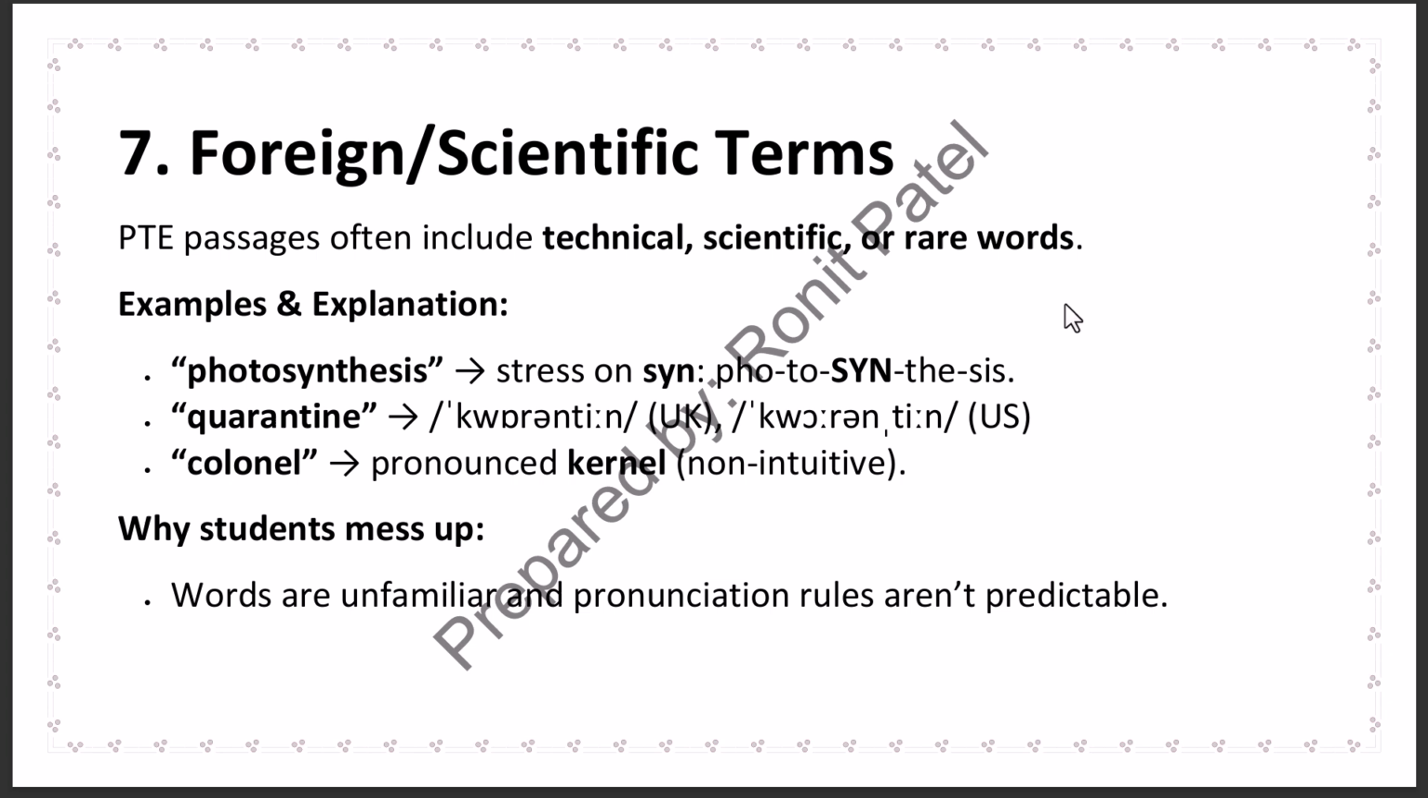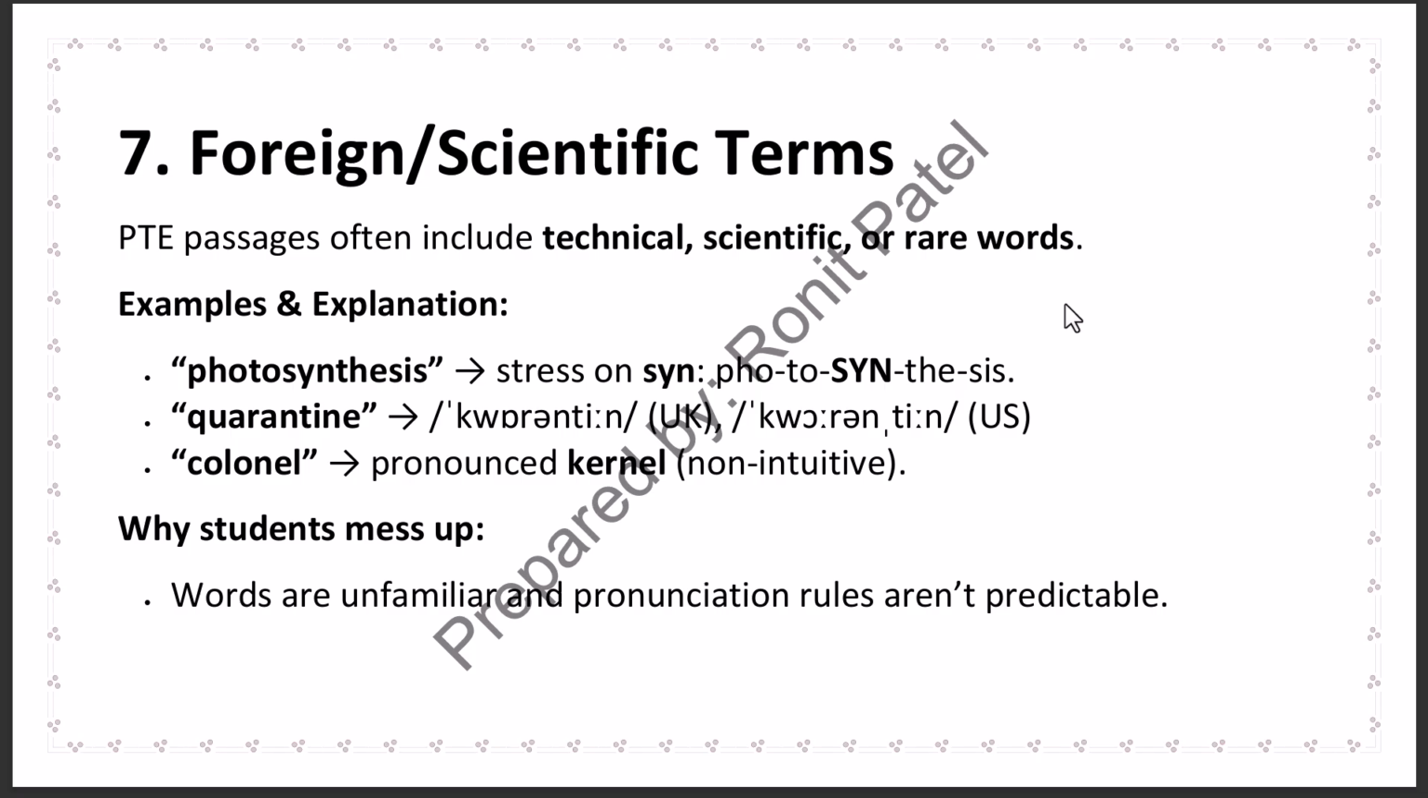Now let's talk about something that creates instant fear in many students. Long scientific or unfamiliar words. You see words like photosynthesis, quarantine, kernel, and suddenly your brain says, oh no, what if I pronounce this wrong? And that single moment of fear creates the biggest real problem, hesitation. And in Read Aloud, you already know hesitation is more dangerous than a small pronunciation error because hesitation damages fluency, confidence, speech rhythm all at the same time.